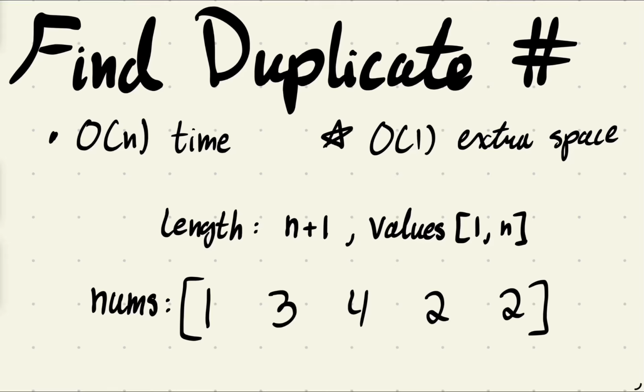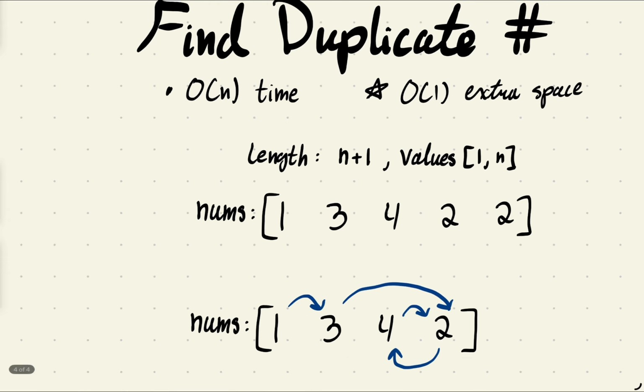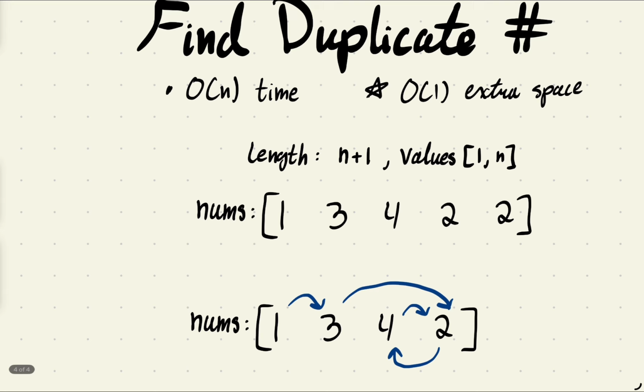So the problem is to find duplicate numbers in an array of length n plus 1 with values 1 to n in O of n time, and the trick is to find this in O of 1 extra space and without modifying the array. So how we can do this is by viewing nums as a linked list where every value points to another value in the array.